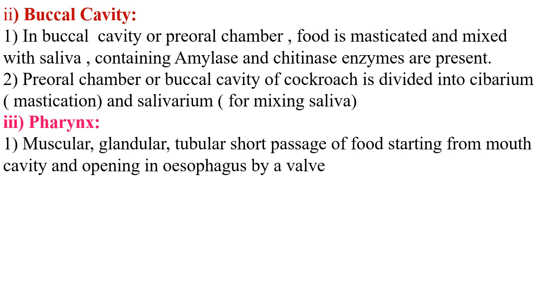Then the third component is the pharynx. In most organisms, pharynx is a muscular, glandular, tubular, short passage of food starting from the mouth cavity, buccal cavity, and on the other side it opens into the esophagus. And that opening is guarded by a valve. The entry of food material into the esophagus can be controlled with the help of the pharyngeal valve, which is characteristically present in the cockroaches.